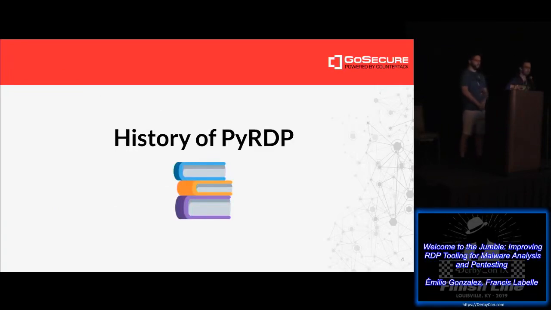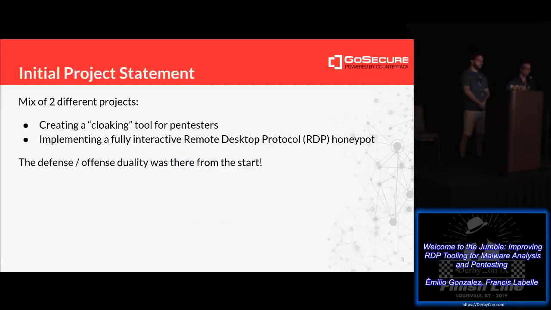So when we started at GoSecure, we were given a list of project ideas to work on, and for me and Francis, two of them were interesting to us. The first one was to create kind of a cloaking tool for pen testers. So when you're in a company's network, we wanted to make it look like to IT admins like we were a legitimate machine. And the other one was to work on an RDP honeypot to see what we could get finally. So yeah, the defense-offense duality was there from the start, and we thought it was pretty cool.